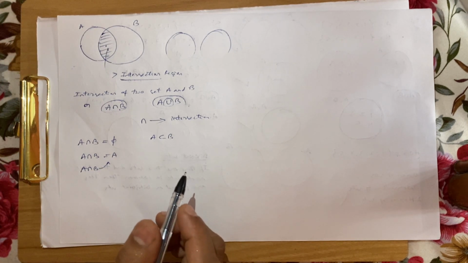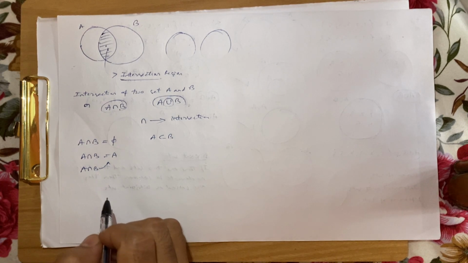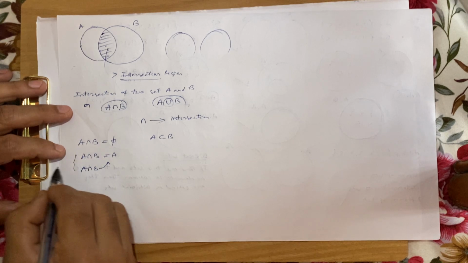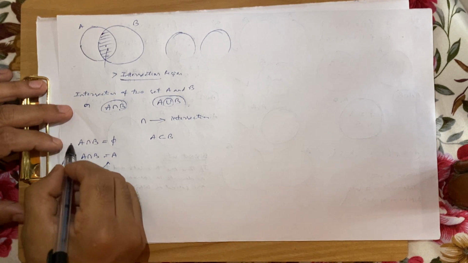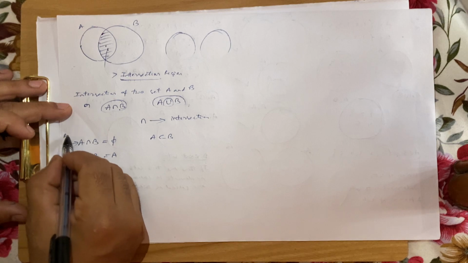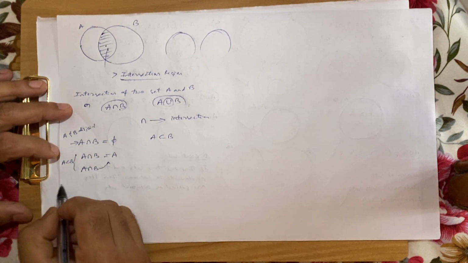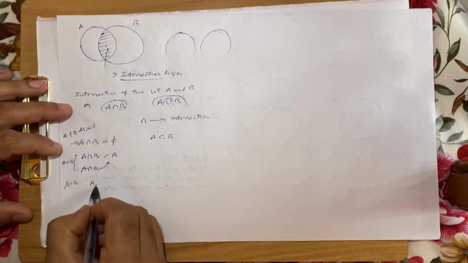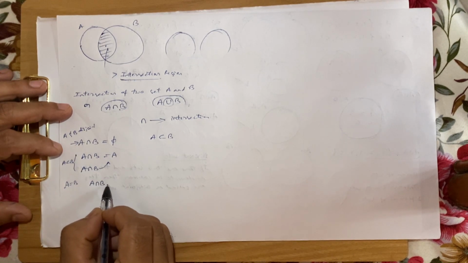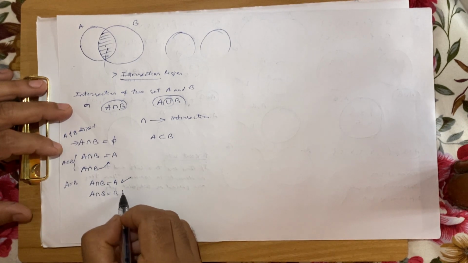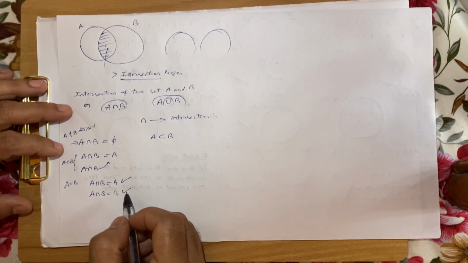And finally, if both the sets are equal, let's say if A is equal to B, this was the case for when A is a subset of B. This was the case for when A and B are disjoint. Now if A is equal to B, then what will be A intersection B? It will be A, or A intersection B is equal to B. You can write this or you can write this also.